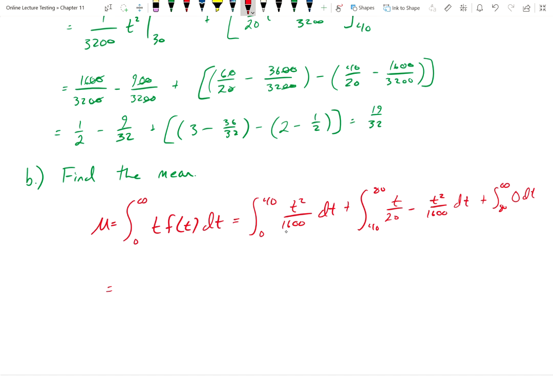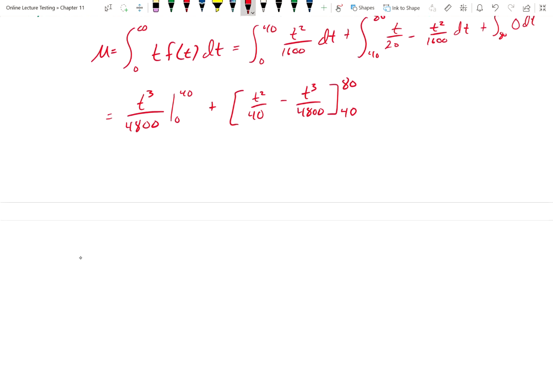So the antiderivative of t squared over 1600 is going to give us t cubed over 4800, evaluated from 0 to 40, which is great because plugging in 0 is always nice to have, plus the antiderivative of t over 20 is t squared over 40, minus t cubed over 4800, and evaluate that from 40 to 80. We are going to get some big values out of this. That's okay. Sometimes you will have to deal with that.